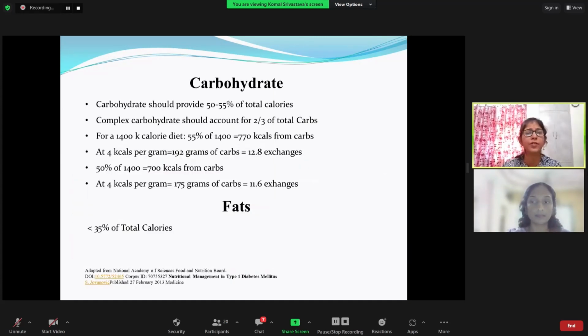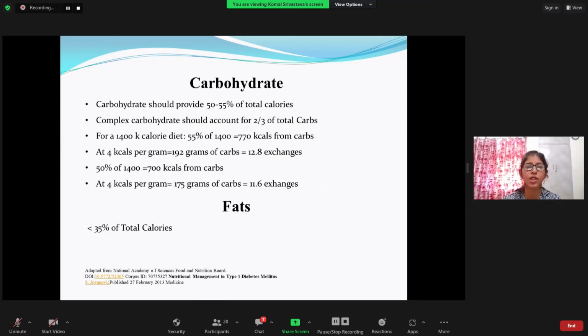So now when we know about the calories, we know about the proteins. Now we come to the calculation of carbohydrate. It is around 50 to 55% of the total calories. The calculation is very simple. If the prescription is for 1400 kilocalories, 55% of 1400 will give us 770 kilocalories, which in turn will give us 192 grams of carbohydrate, that is equal to 12.8 exchanges of carbohydrate.